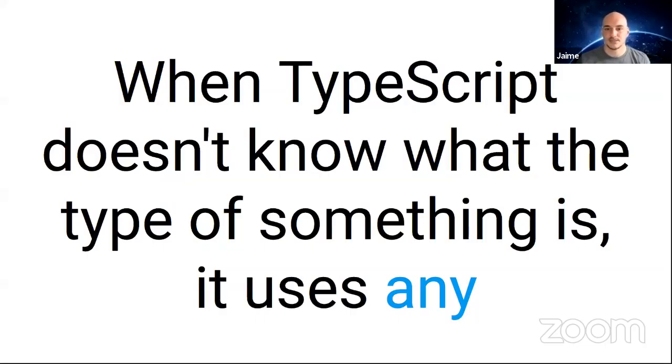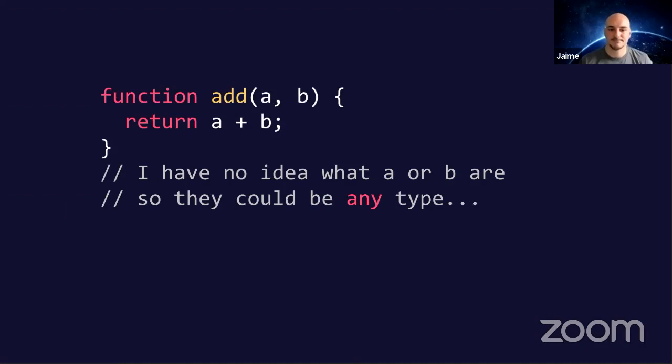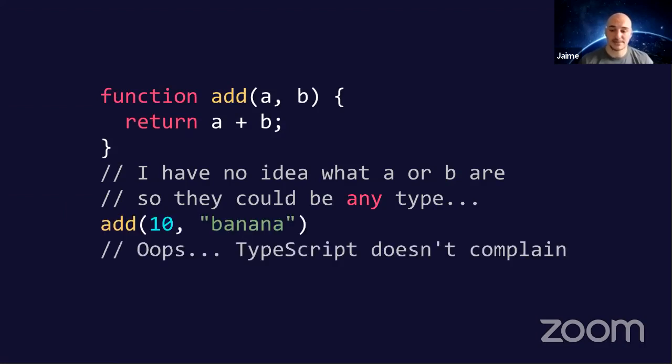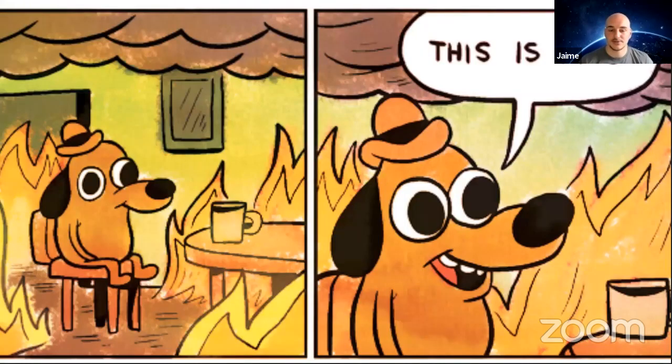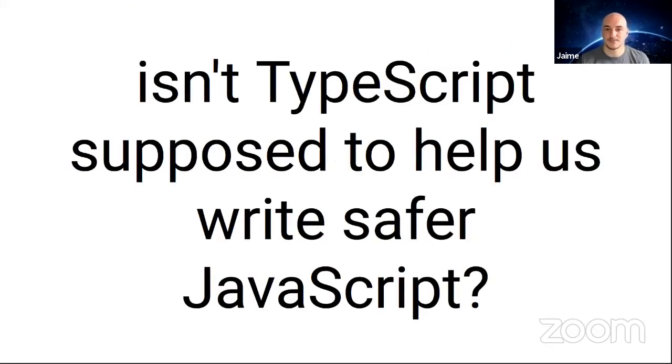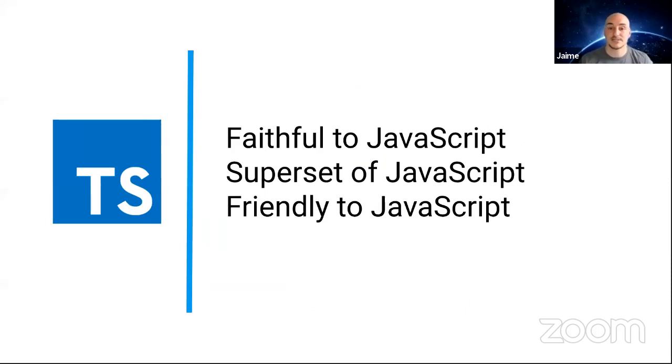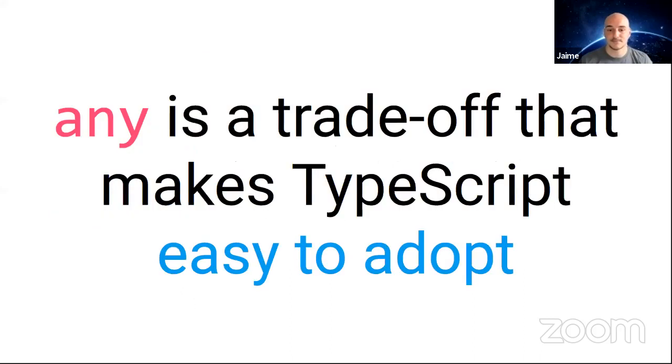Any. So when TypeScript doesn't know what the type of something is, it will use any. So in this case, it says, oh, I have no idea what this type is, so it's going to be any. And then what happens is that the TypeScript compiler doesn't complain if you make a mistake. So this is not so good, right? It can be confusing. Isn't TypeScript supposed to help you with writing safer JavaScript? So this is a trade-off. It's a trade-off of TypeScript being faithful to JavaScript that we need to take into account. And it's something that makes TypeScript easy to adopt.